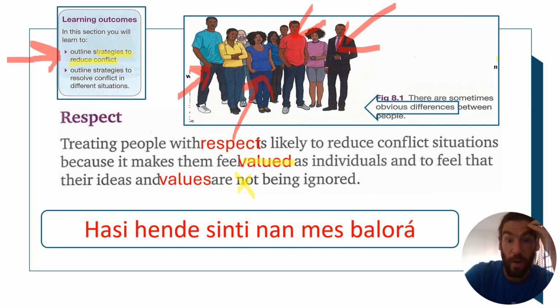Yes, there are obvious differences, but to work through those obvious differences is treating each other with respect. And a way of treating each other with respect is being honest, being loyal to each other, being nice to each other, addressing each other respectfully, wishing each other a good afternoon or a good day or a good evening. And this shows that we don't ignore each other's values and ideas, and we make each other feel valued.